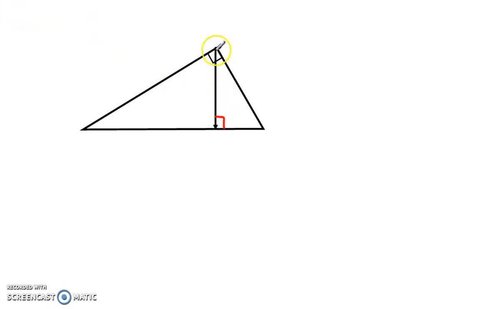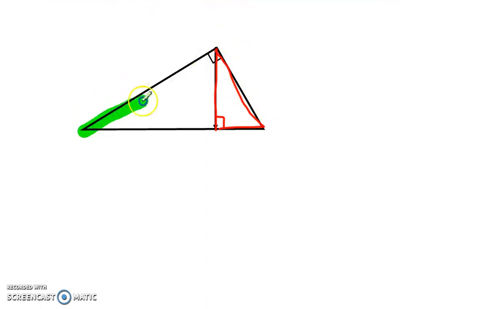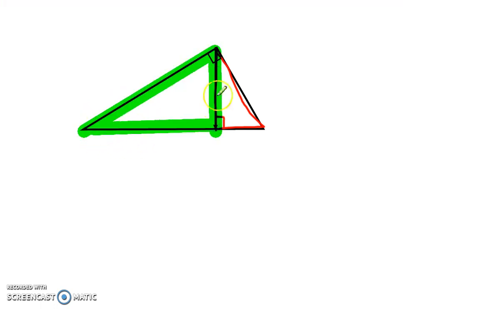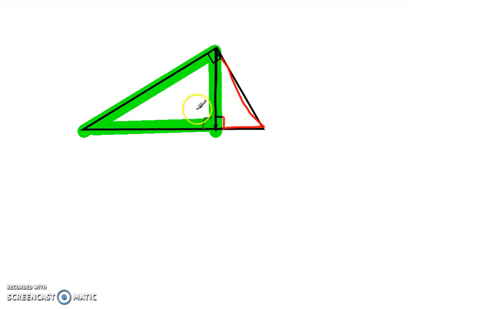This formed two new triangles. So there's a triangle here, and there's a triangle here. Let's just highlight it. There we go. And here. So there's two new triangles. Those triangles are similar to each other. Here is another right angle, right? This triangle is similar to this triangle, and these two triangles are similar to the original triangle.